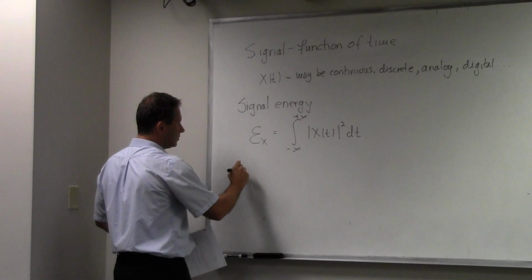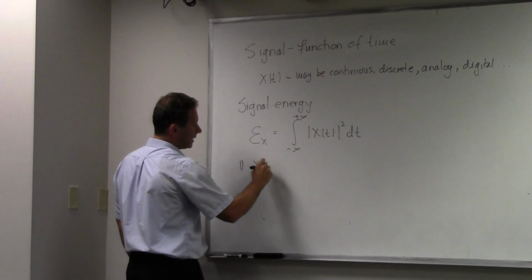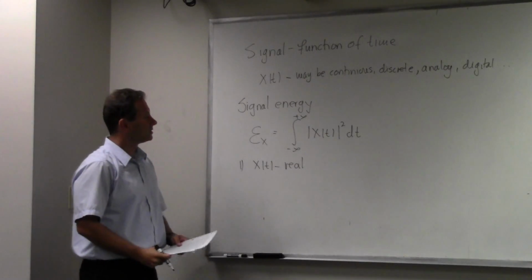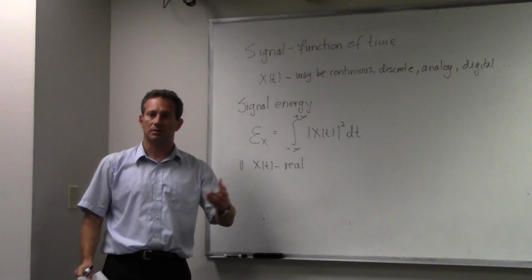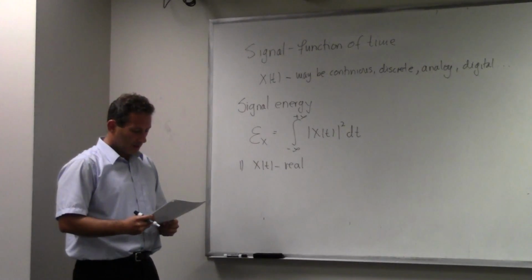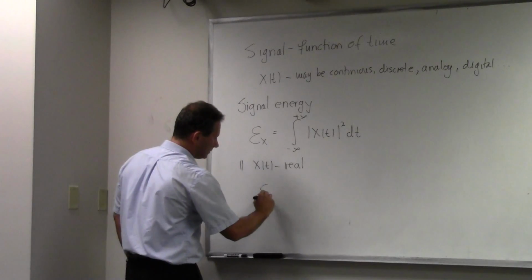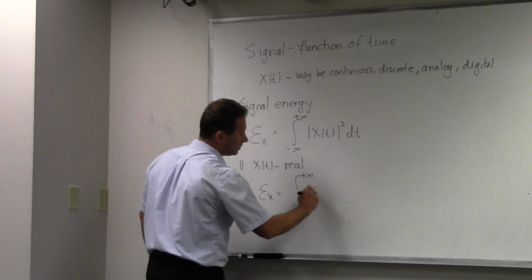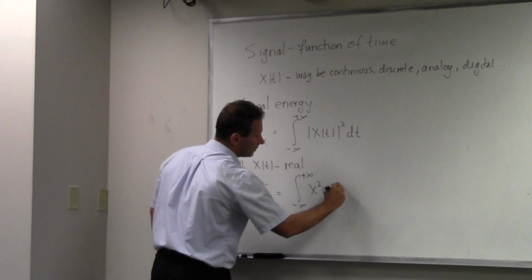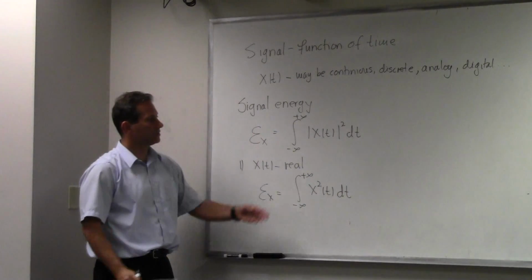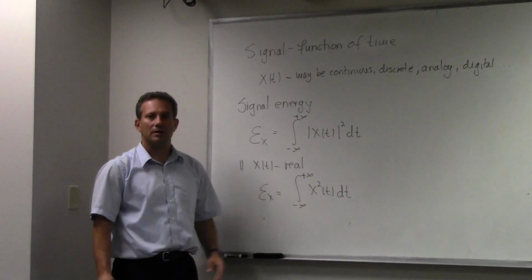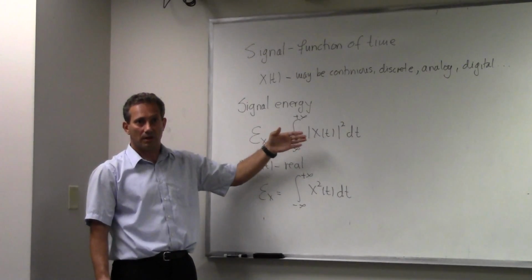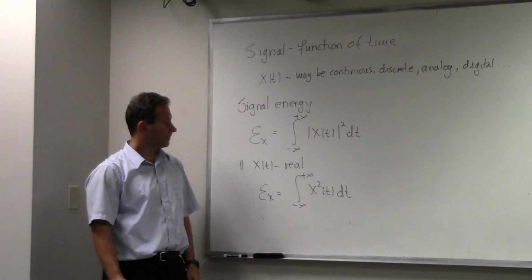We have two cases. One case is when x of t is real, meaning that at any instant of time, x is just a single real number. In this case, the energy of the signal, E of x, can be written as the integral from minus infinity to plus infinity, x squared of t dt. Notice I have just removed the absolute value and I'm just squaring the number, because the square of the real number is the same as the amplitude of the real number squared.